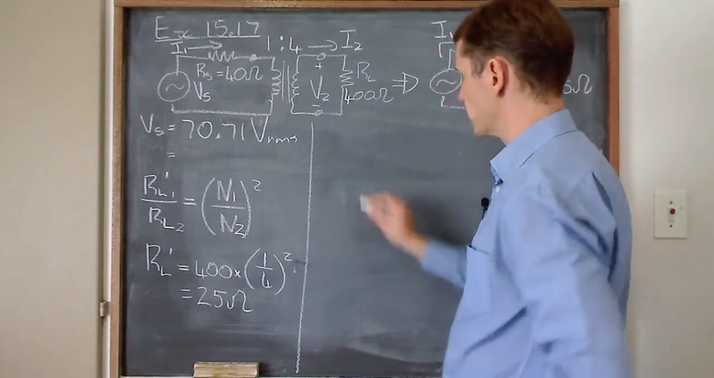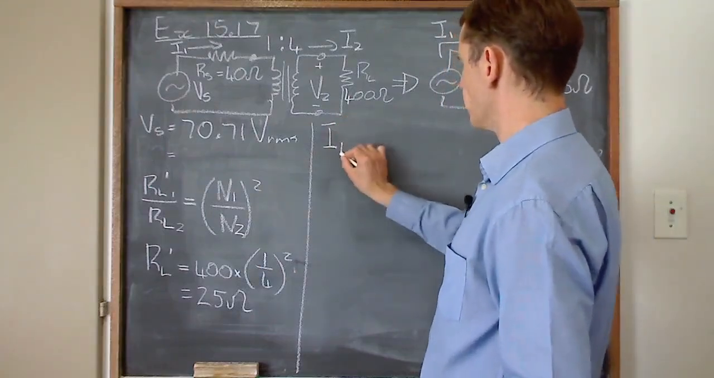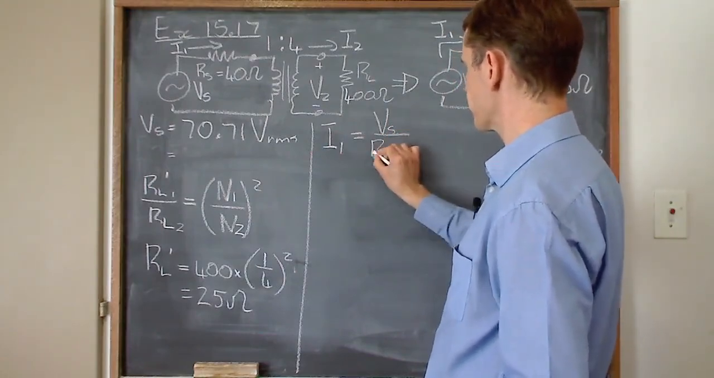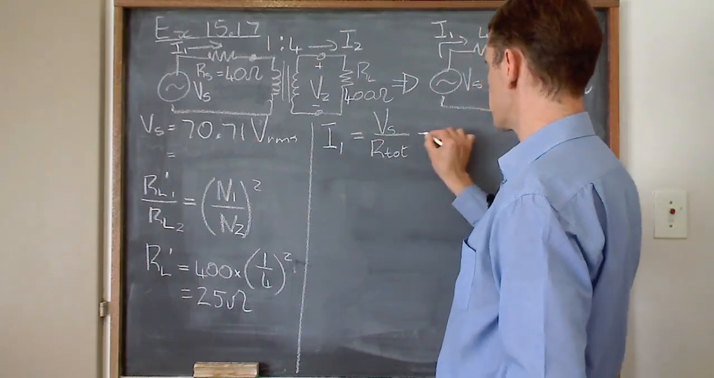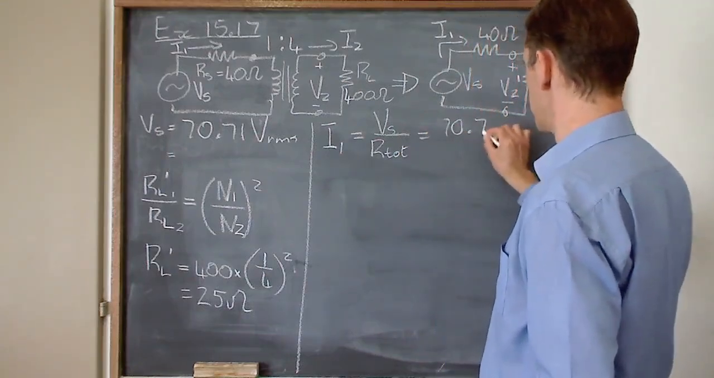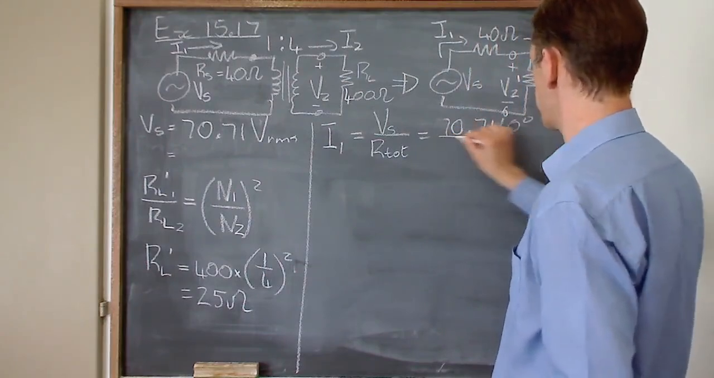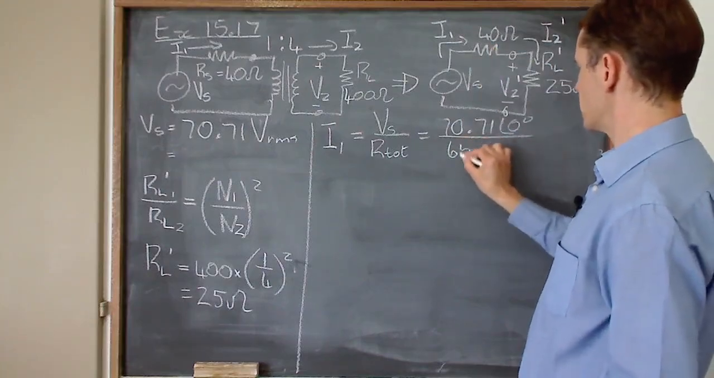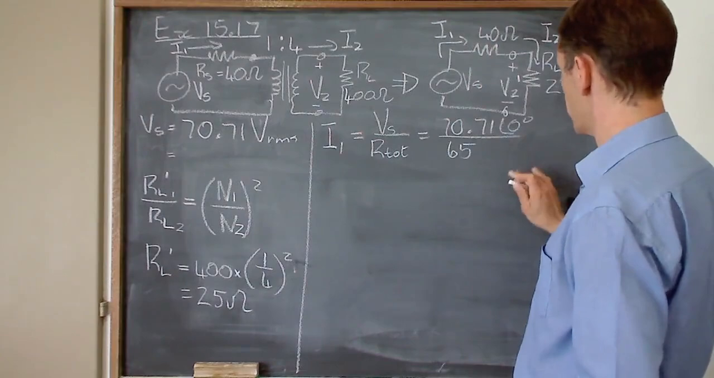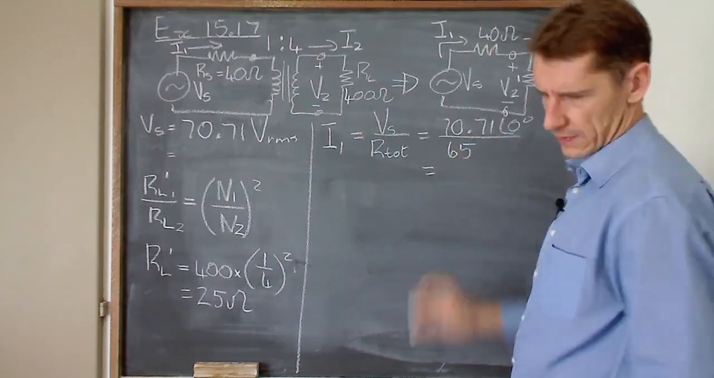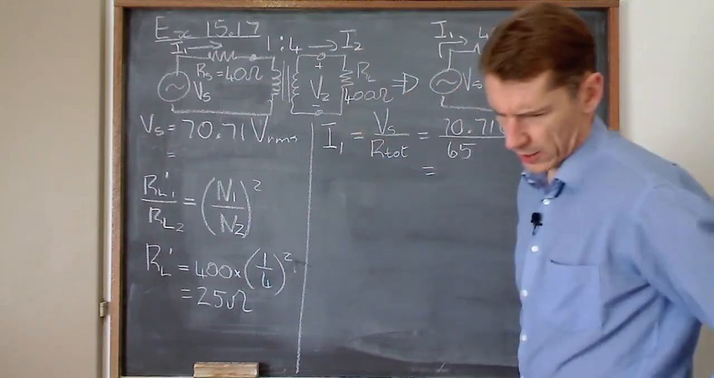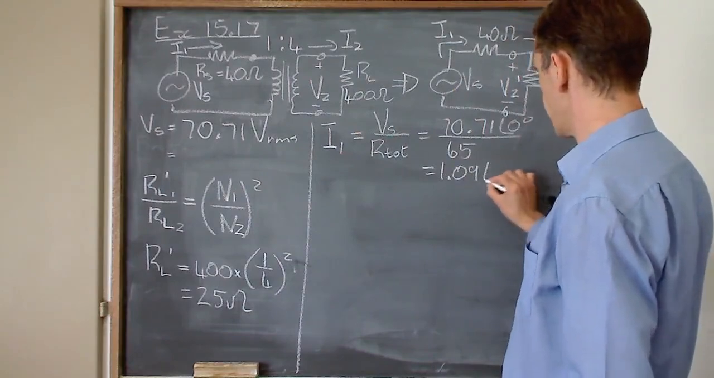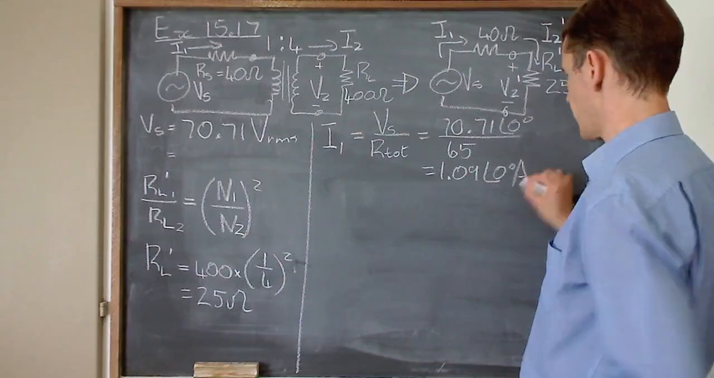This makes so much dust. But anyway, I1 is now VS over my total resistance. So that's 70.71 angle 0 degrees, and the total resistance is now 40 plus 25, which is 65. Let's get that then. I get I1 equals 1.09 angle 0 degrees amps.